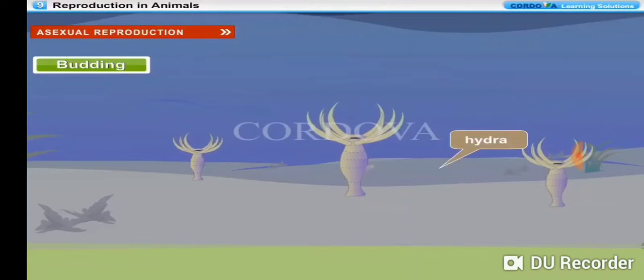In corals and sponges, buds do not separate out but remain attached to the parent organism. While attached to the parent body, they attain full size and reproduce again to form a colony.